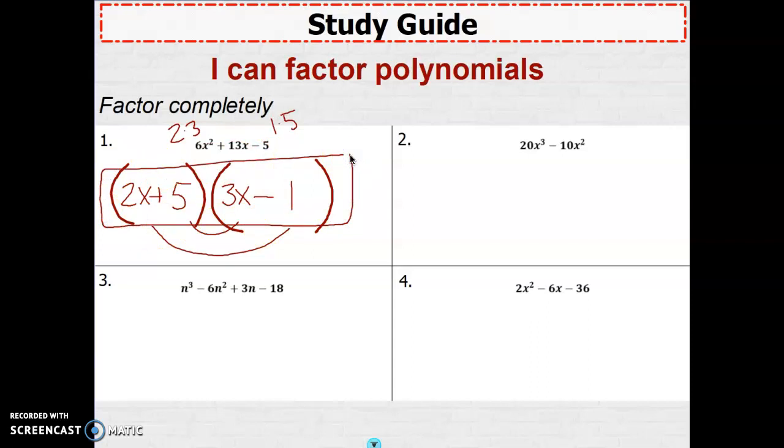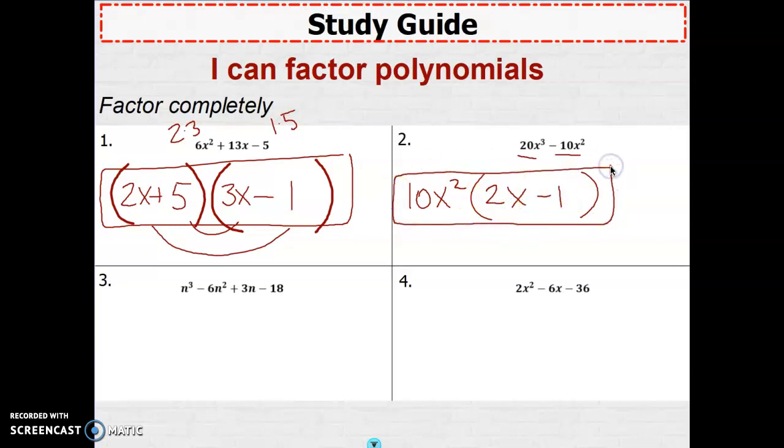13 in the middle. The second one was just a GCF, so pardon my bad penmanship with the stylus here, but you could divide both of those by 10x squared. When you do that, you should have gotten 2x minus 1 left over. So that was just GCF.